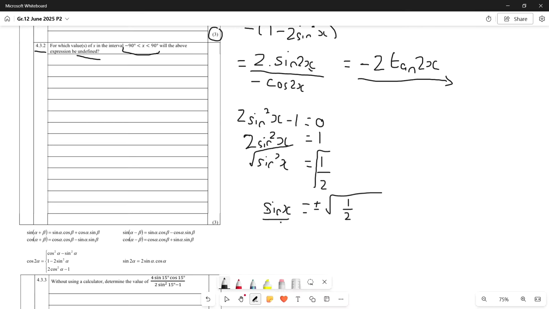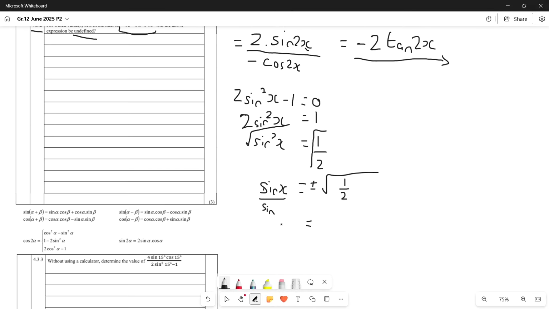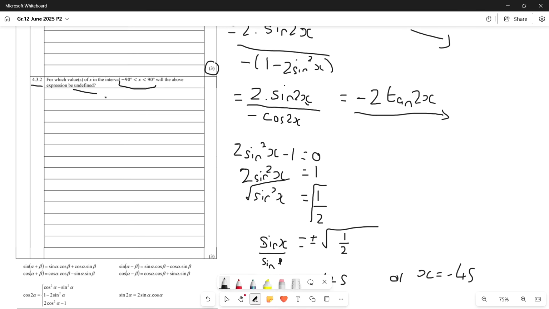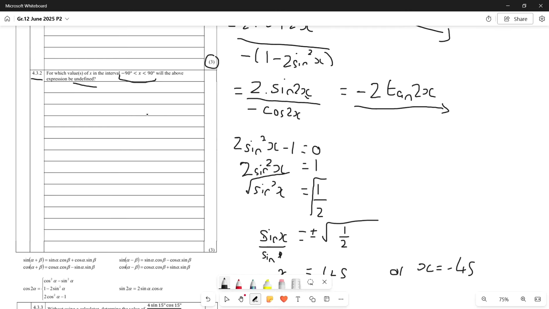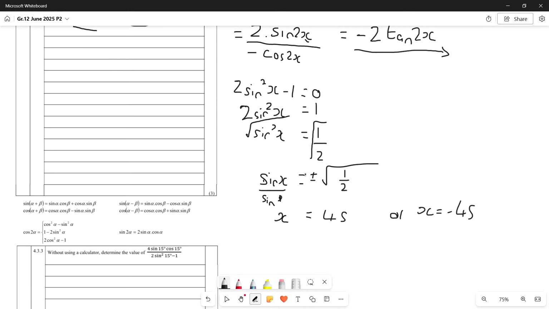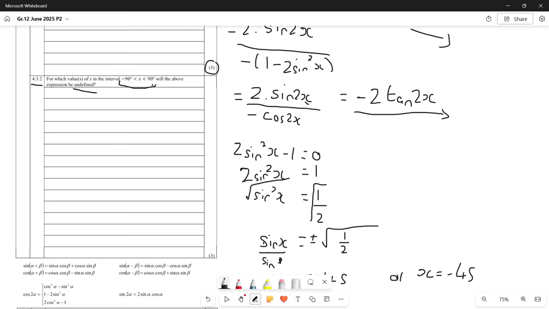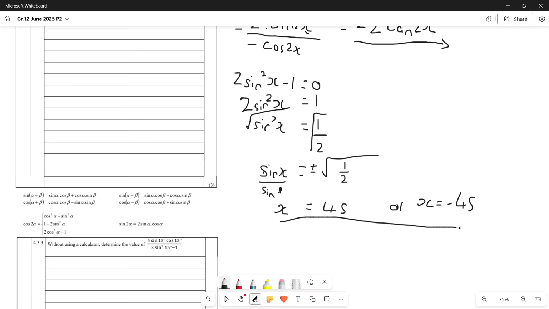So if we divide by sine over here and we shift it on our calculator, we're left with the angle of 45 with the positive square root of a half, and x equals minus 45 for the negative square root of a half. That is our final answer because we are within the range of minus 90 and 90. Both of these angles fall within there. If we do any rotations adding 360, because that is the period of a sine graph, it'll take us outside of this range. So if we add 360 or subtract 360 from 45, or the same thing with our negative 45, it will take us outside of this range, which means these are our final answers.